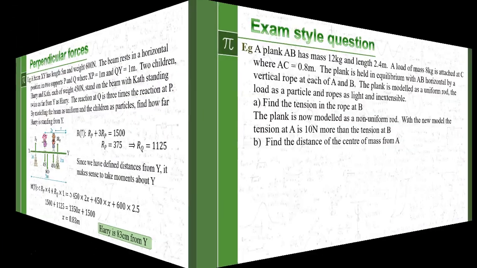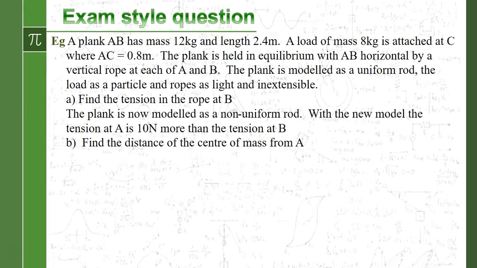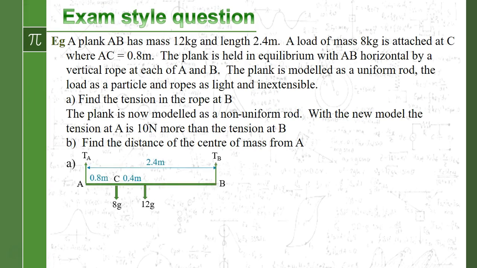Okay. Moving on, let's have an exam question. Again, we've got a load of information, so let's turn that into a diagram. There it is. We've got a couple of strings supporting our rod. So we've got tension in the string at A, tension in the string at B, and those two things are different. We've got a uniform rod with mass 12 kilograms, and a load of 8 kilograms attached at that point there.